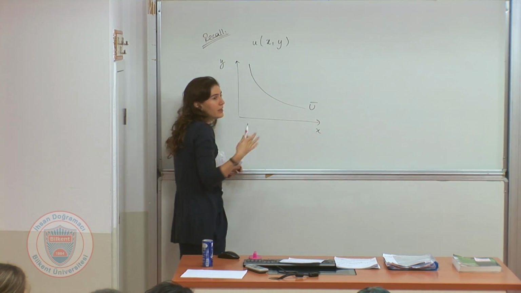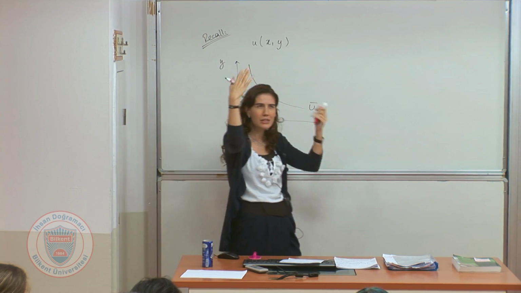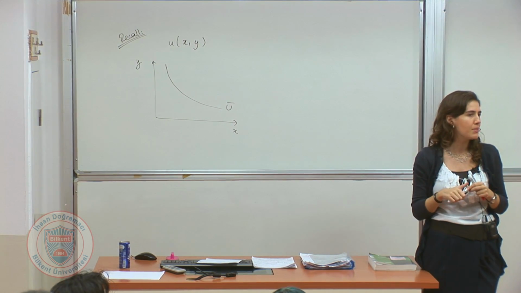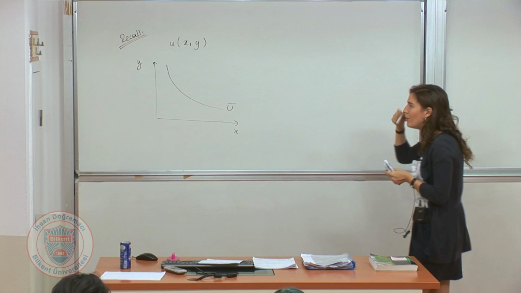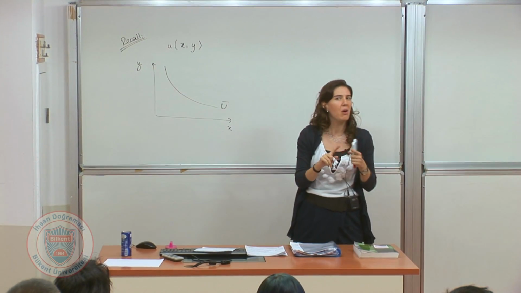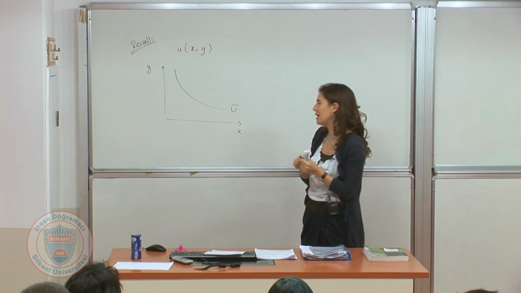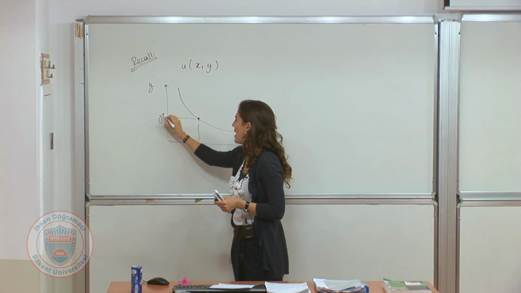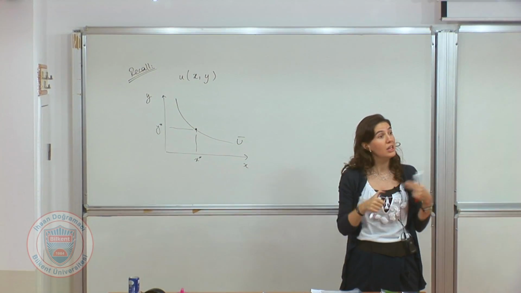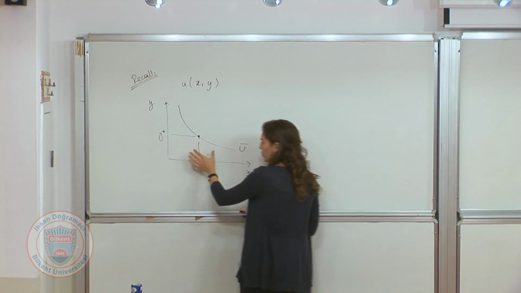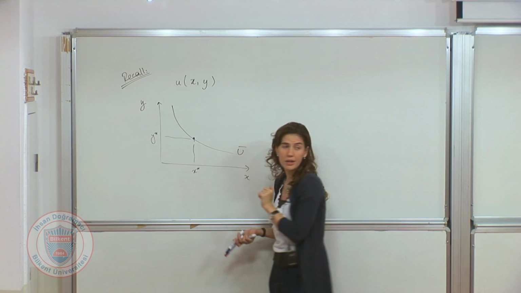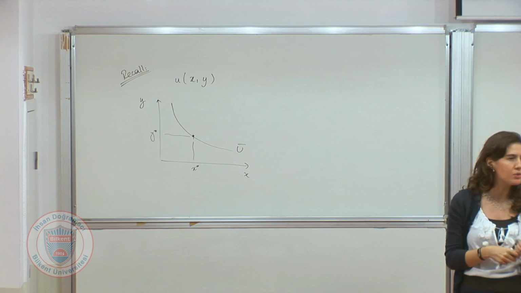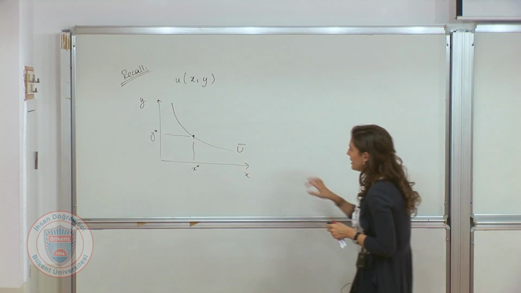This was the mathematical meaning, but the indifference curve also had an economic meaning, some sort of economic intuition. We asked the consumer to tell us which bundles they are indifferent between. Let's say you have a bundle here, X star, Y star. We ask the consumer to tell us all the other bundles to which they are indifferent to X star, Y star. All these bundles give the same utility, and this was the indifference curve.